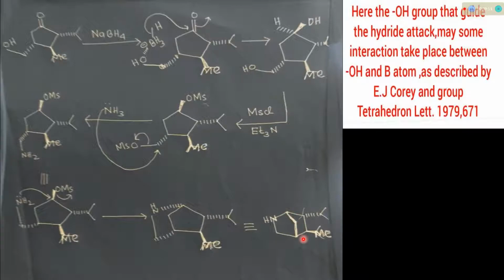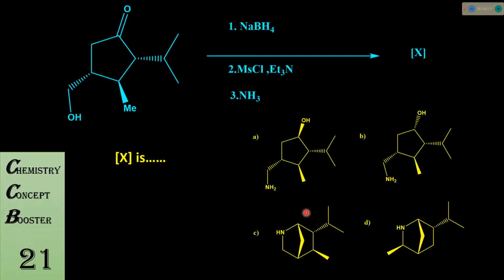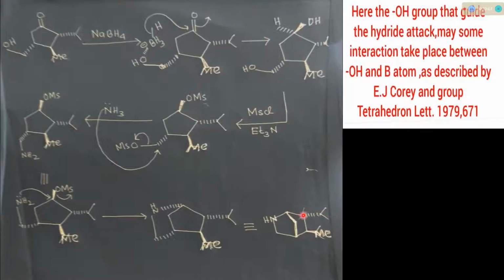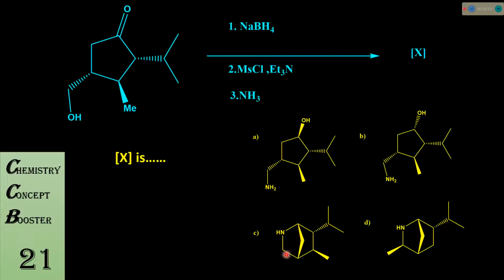So 2 5-member rings, see the options. From options C and D, the 2 5-member ring is there. On that, the isopropyl group should be below the plane and the methyl group should be above the plane. So see, this product will perfectly match with option C. So option C is the correct option for this question.